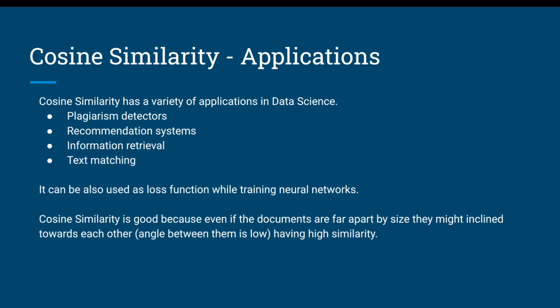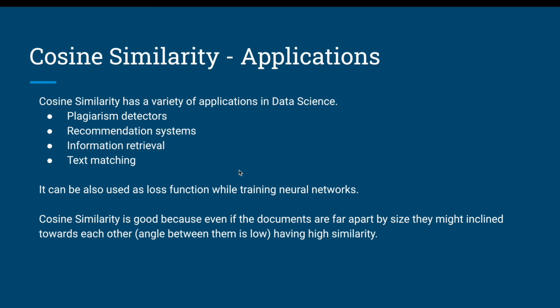Cosine similarity has a variety of applications in the field of data science. They could be used as plagiarism detectors, recommendation systems, information retrieval, and also text matching. It can also be used as a loss function while training neural networks.